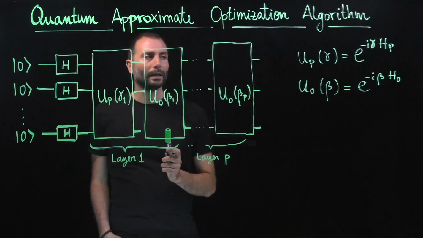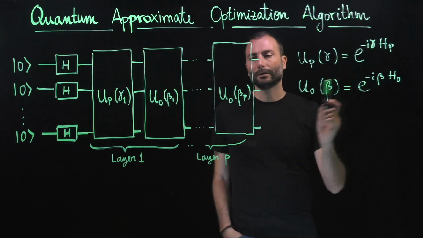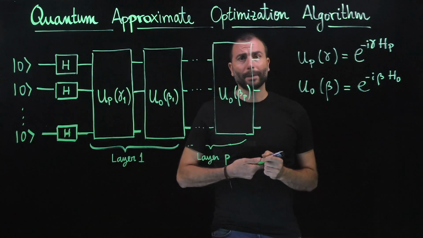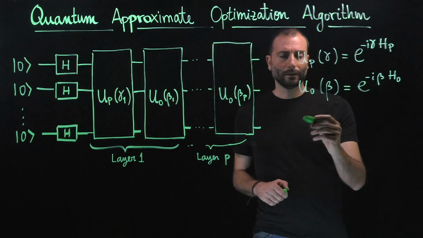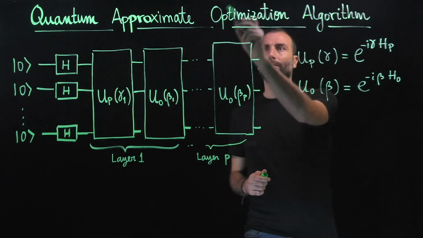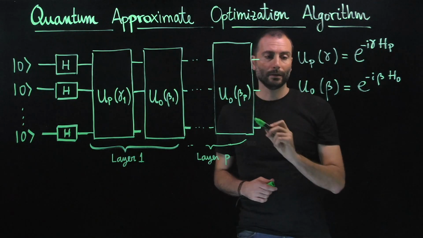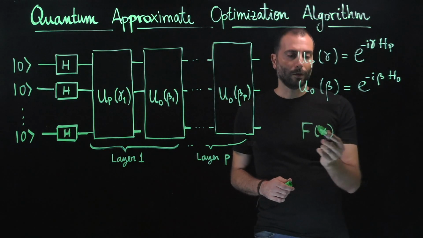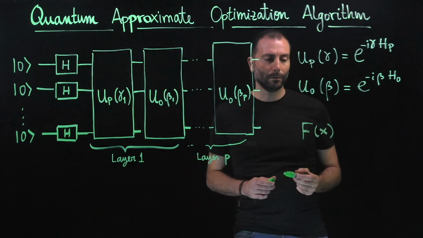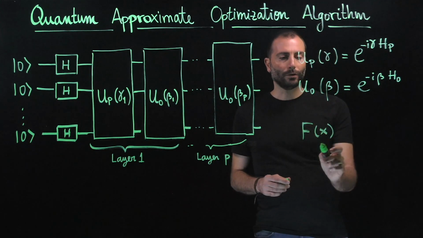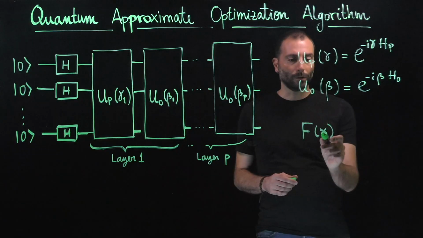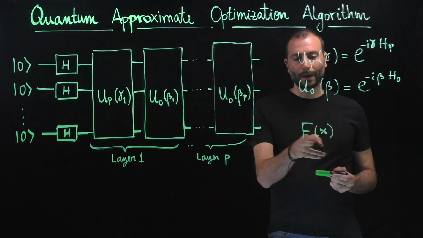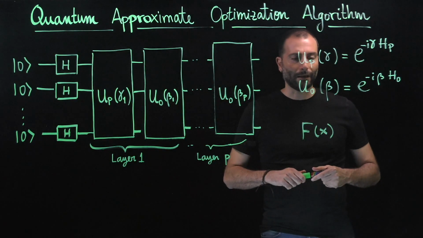So what are the Hamiltonians H_P and H_0 that define these unitaries? The Hamiltonian H_P depends on the problem. Remember that we are trying to solve an optimization problem. The goal of the optimization problem was to minimize some classical function that depends on bit strings. We wanted to find a bit string that minimizes this function f.